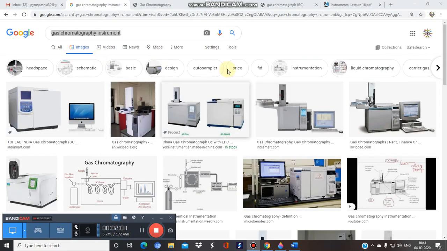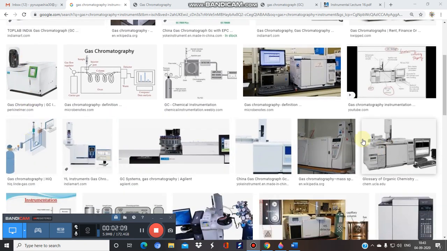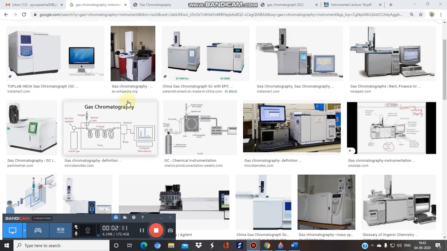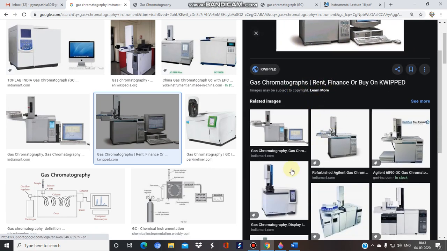So basically, these are the results which I got when I typed in Google Images: gas chromatography instrument. So yes, again, look at this. These are the images of the gas chromatograph that is frequently used in the industry. Again, it is a sophisticated instrument. It requires a completely automatic setup. Okay, so this is the gas chromatograph.